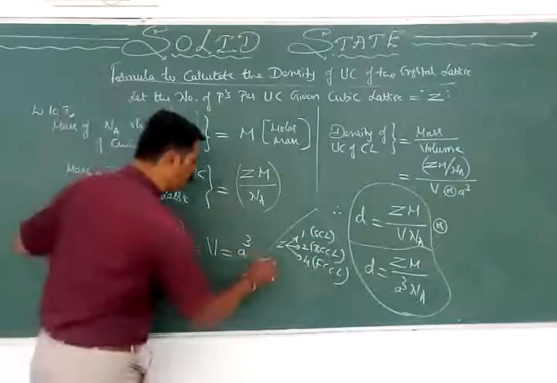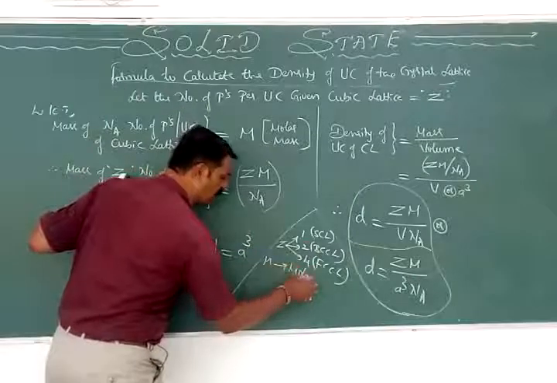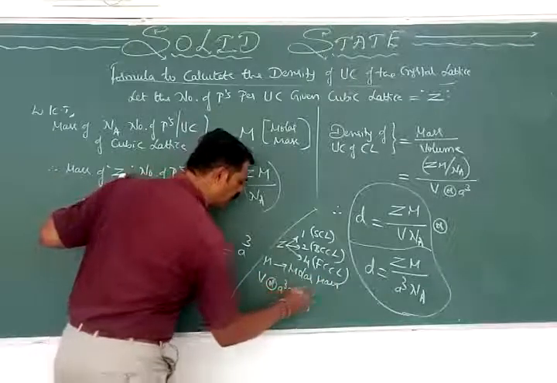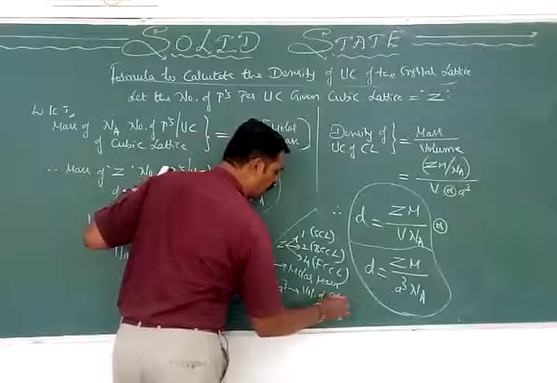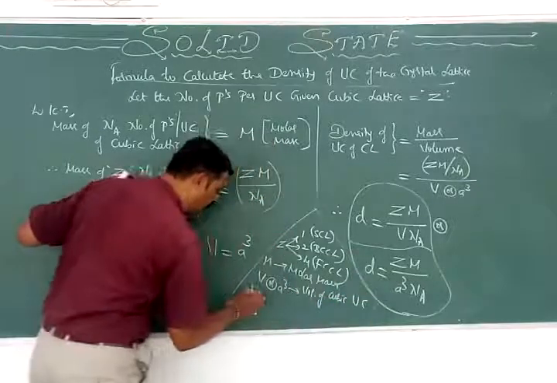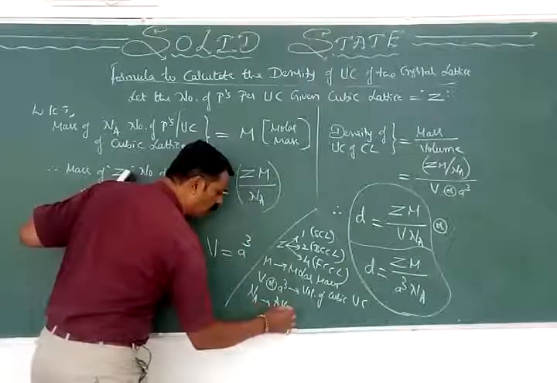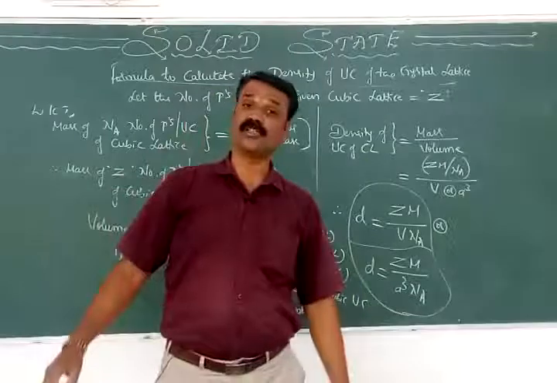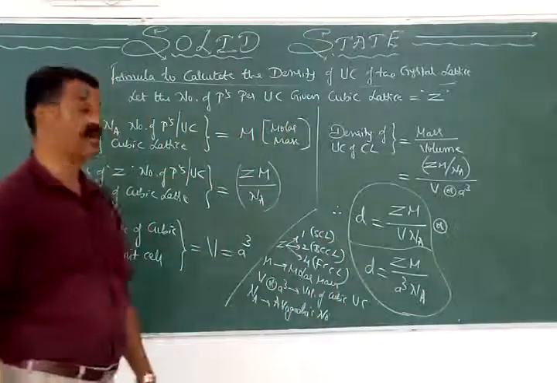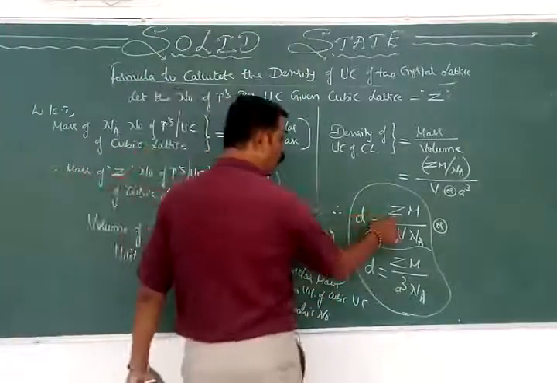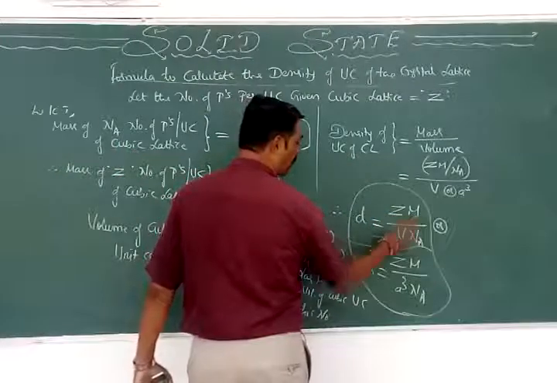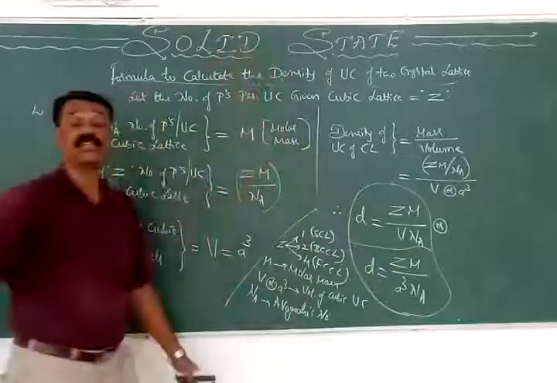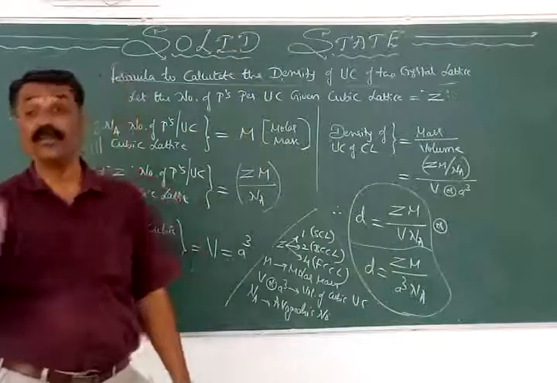What is M? Molar mass or molecular mass. What is V or A cube? It is nothing but the volume of the cubic unit cell. And NA is the Avogadro number. What is the Avogadro number here? 6.022 into 10 to the power of 23. Means, if I know the nature of the cubic unit cell, its molar mass, and the edge length or the volume, I can calculate the density of that particular unit cell with respect to the given crystal lattice.